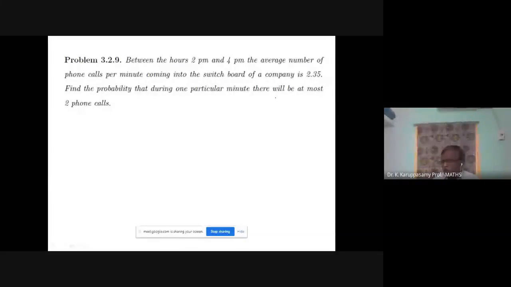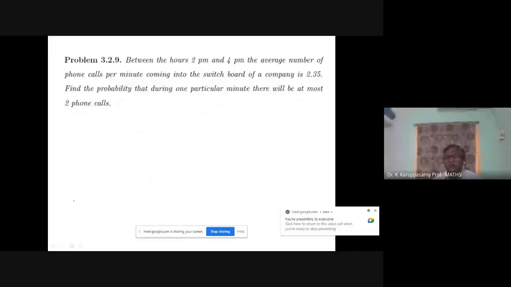So in big offices, one telephone operator will be available. Whatever calls are coming in, the telephone operator will attend, and the telephone operator will forward the call to the respective person. The average number of phone calls received is 2.35.